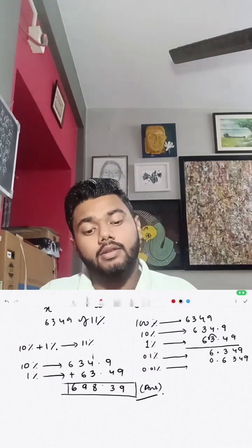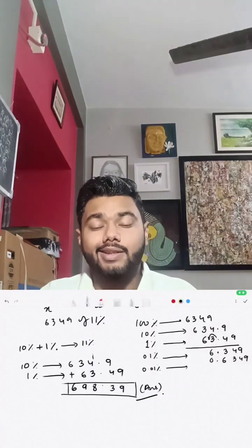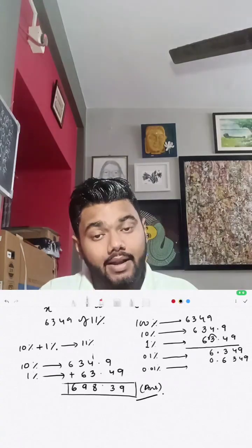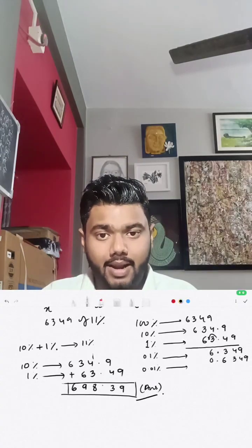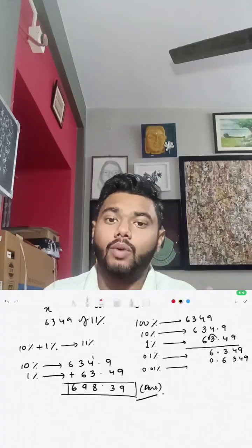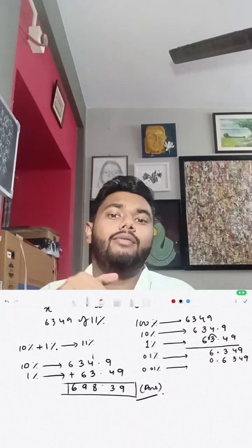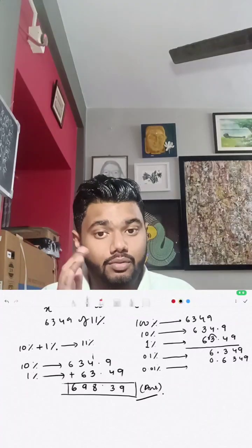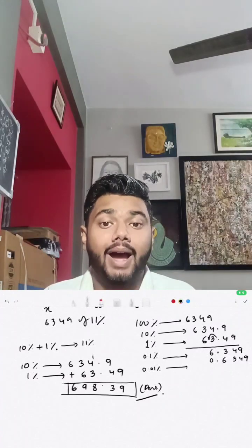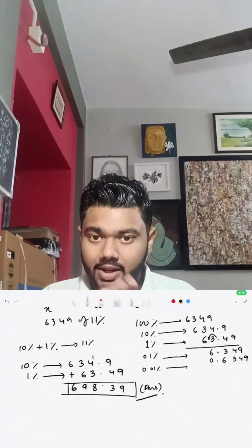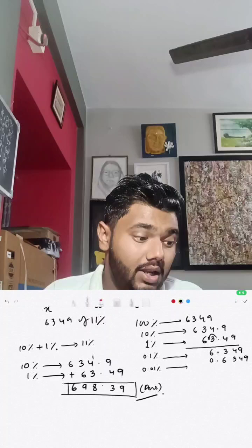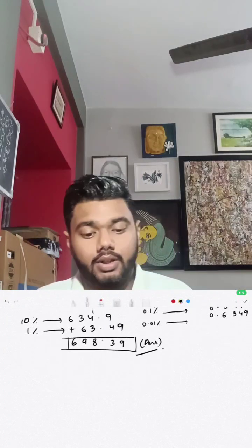Now in this, 634.9 and 63.49, we have to see when to add and when to subtract. Why are we adding here? Because 10 plus 1 gives 11. If the question would have been 9%, then we would do the same process, but we would subtract 10% minus 1%, right? Done. So similarly you can do the rest of the questions as well.